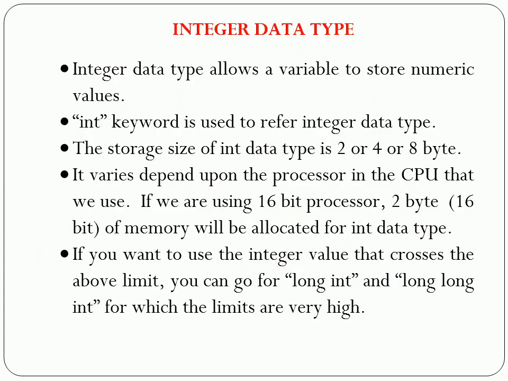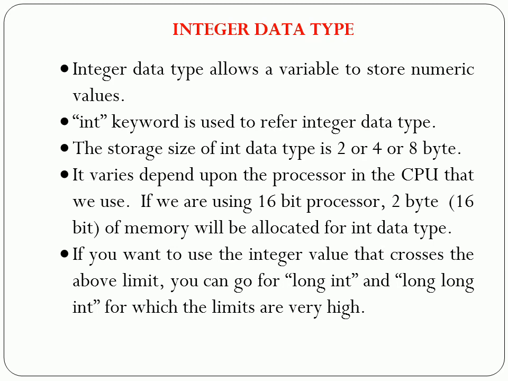Now we shall discuss each data type in detail. The first one is the integer data type. The integer data type allows a variable to store numeric values. To refer to the integer data type, we use int as a keyword. Next is the storage size. The storage size of the int data type is 2 bytes, 4 bytes, or 8 bytes.